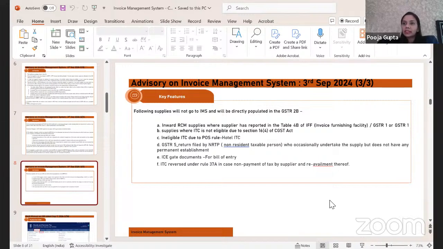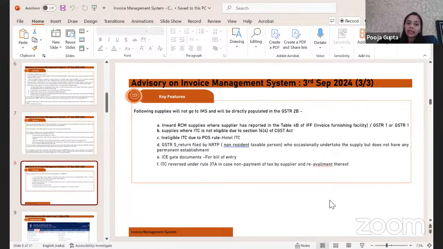If a non-resident taxable person is furnishing any invoice in GSTR 5 occasionally, because they do not have any place of business in India, that kind of invoices are not going to flow in the IMS dashboard.